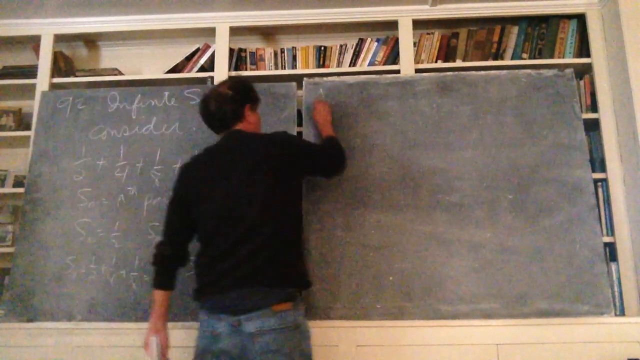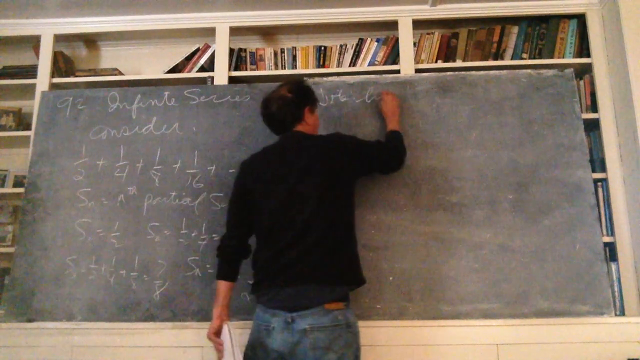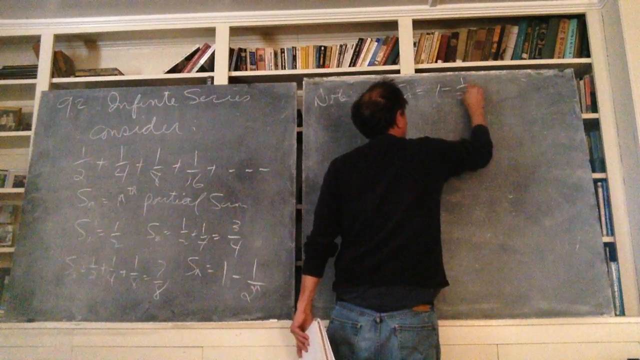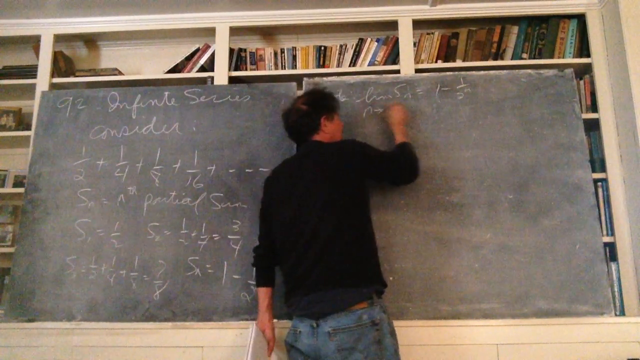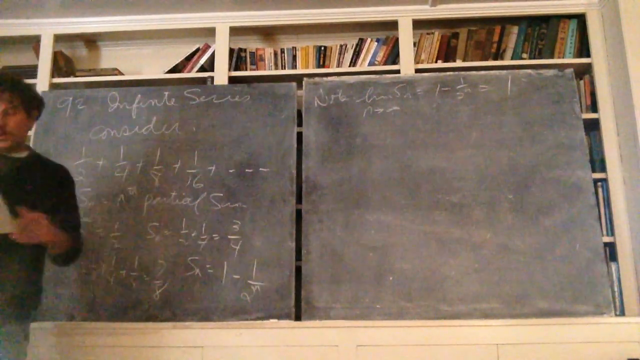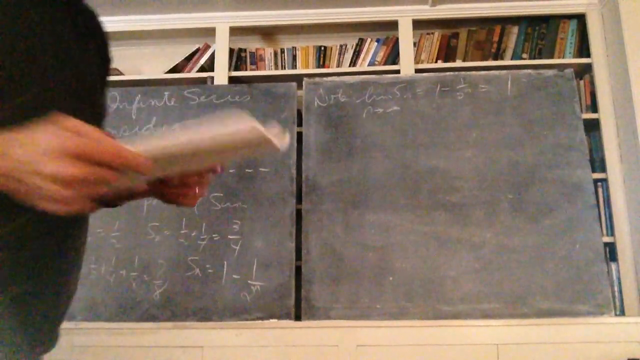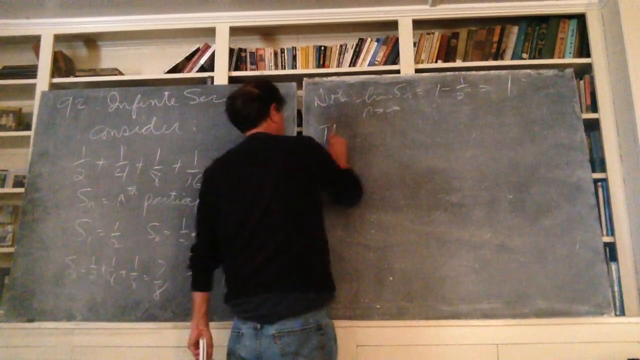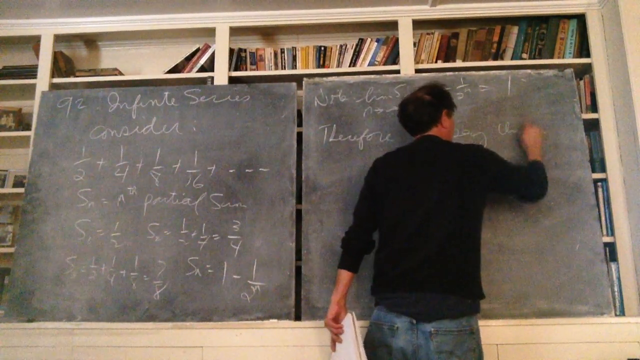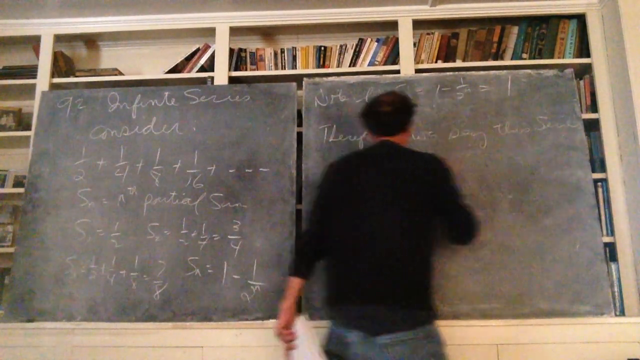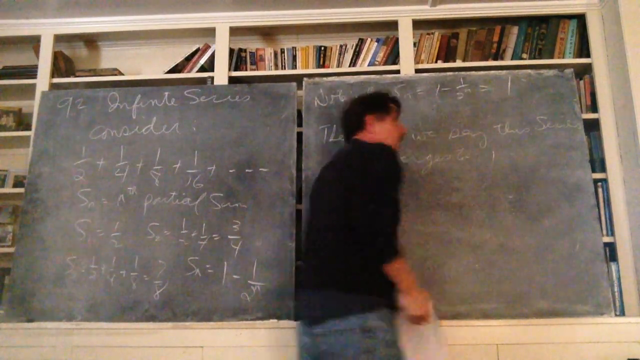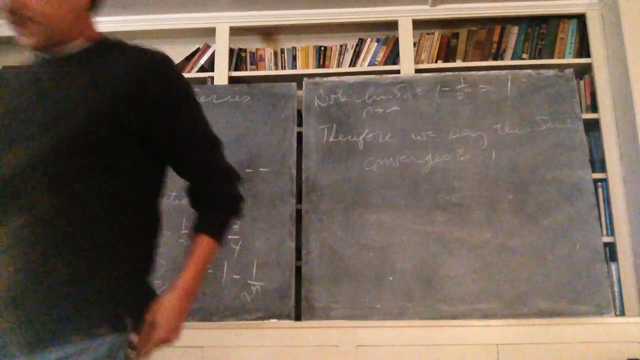And let's note the limit of S sub n equals 1 minus 1 over 2 to the n as n goes to infinity is 1. Suggesting that an infinite sequence adds up to 1, and indeed it does. Therefore, we say this series converges to 1. The series converges to 1.